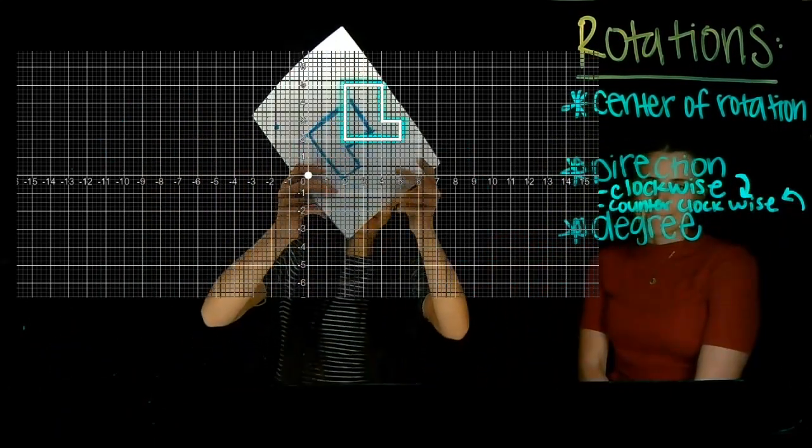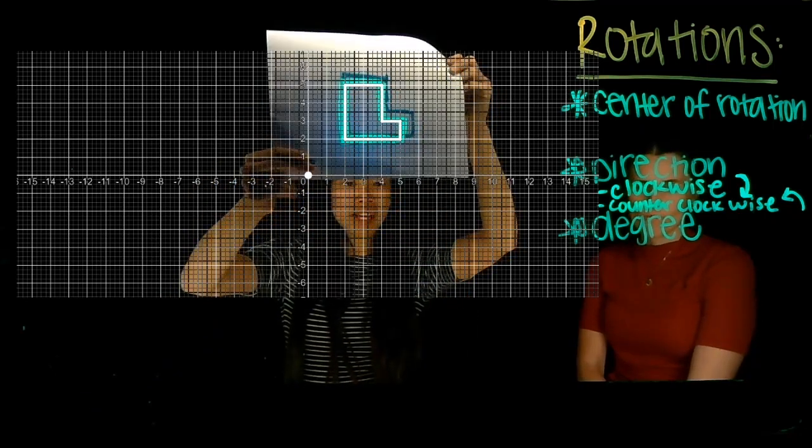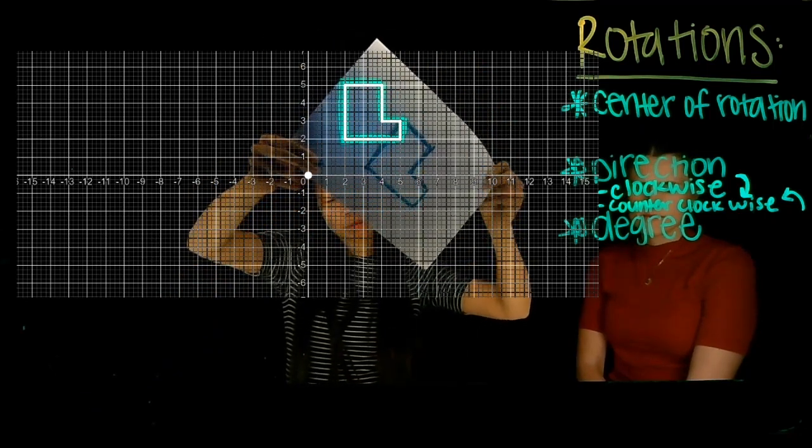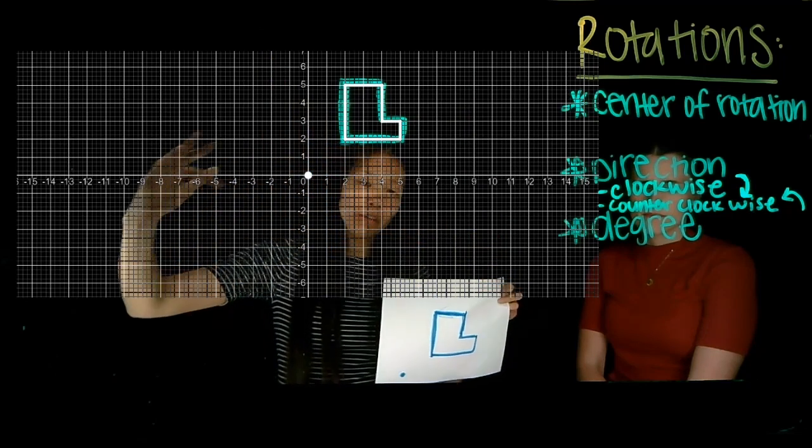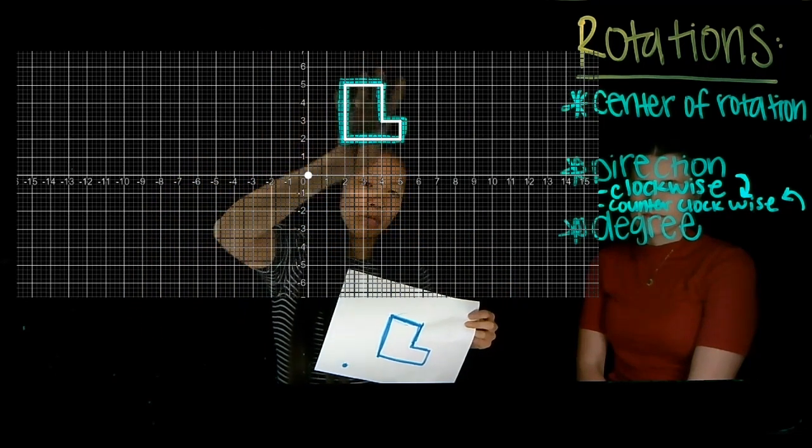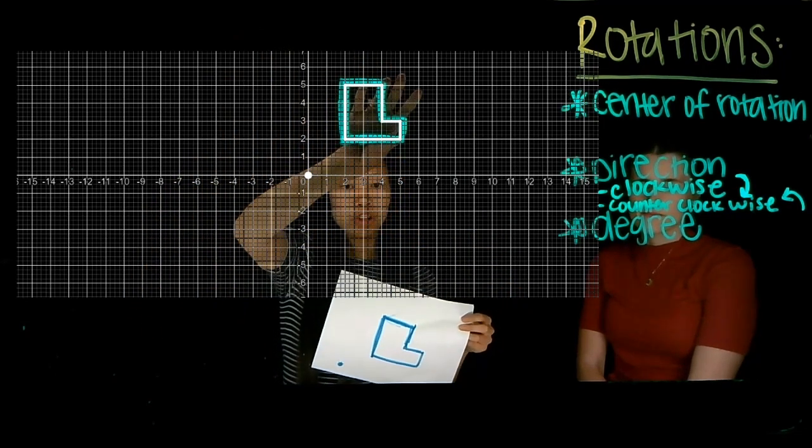All right, now that we know about direction, let's talk about degrees, like how far are you rotating it before you stop? Because we're working with coordinate grids, it's really nice to split up our rotations into the sections of the quadrant.